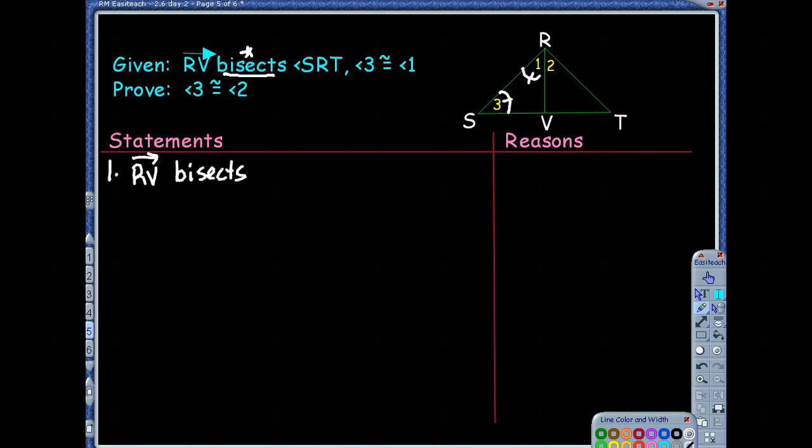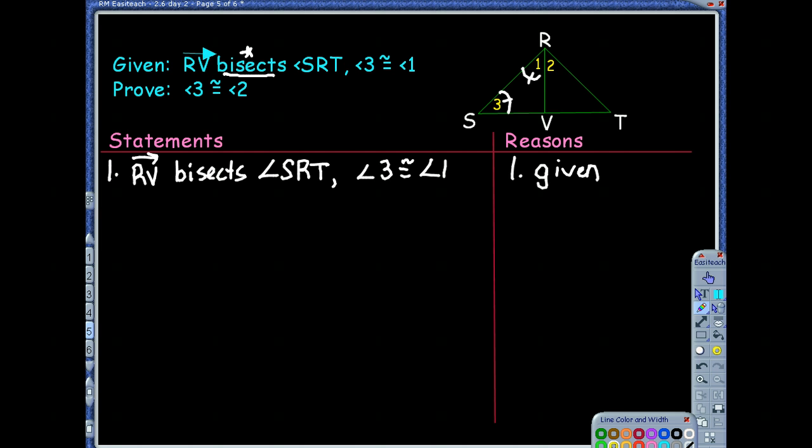But I'm going to ask you, Ms. Hochgraby, what does bisects mean? Okay, so I'm thinking back, this is chapter 1 when we talked about bisecting an angle, and I remember we even did some constructions with this. When an angle is being bisected, it's a ray that will divide that angle into two congruent angles. So if this ray RV bisects angle SRT, that means that angle 1 and angle 2 are congruent.